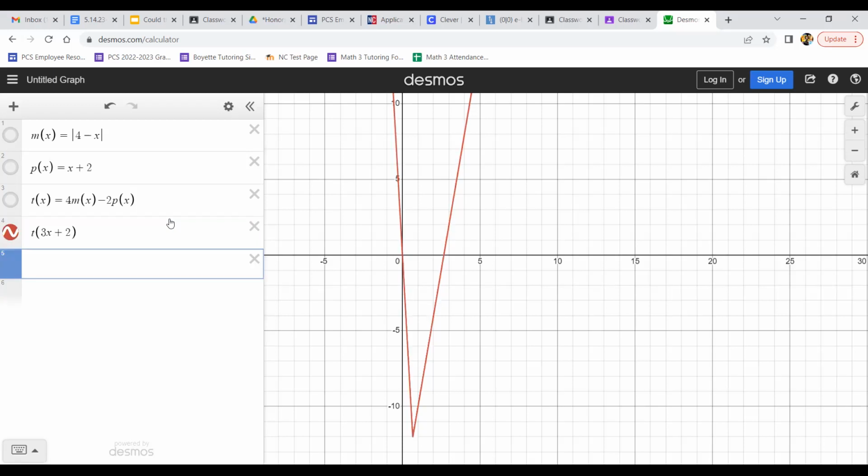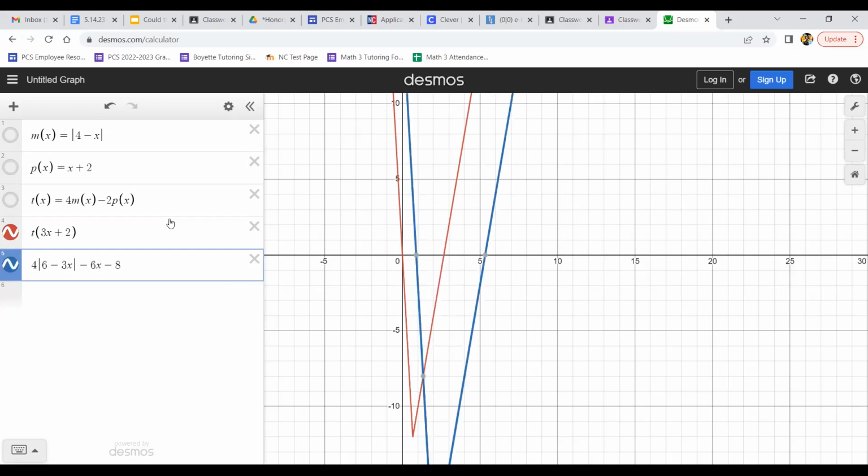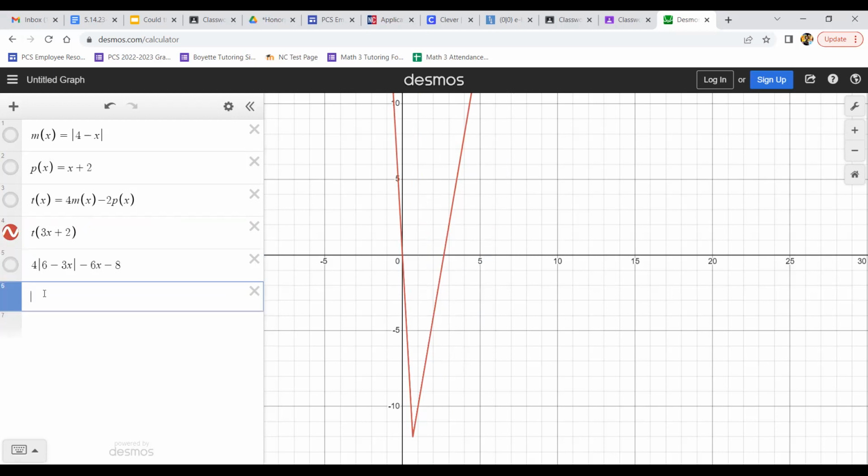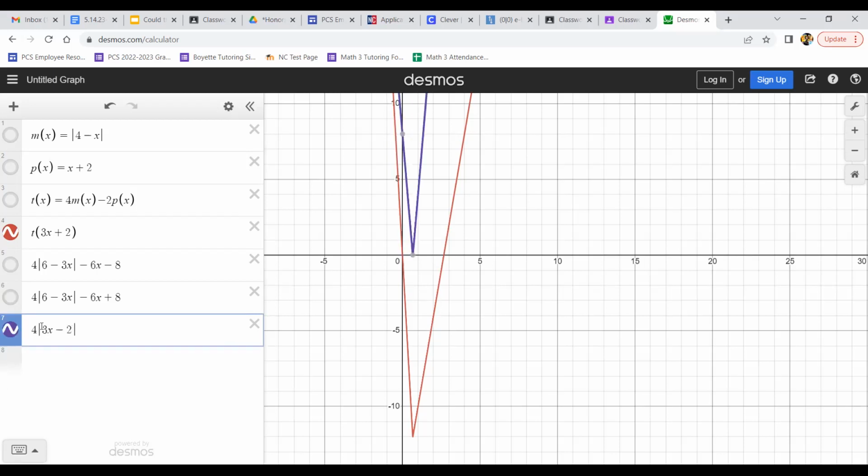Now we can go through and we can start graphing those answer choices and see which one is going to match up with this answer perfectly. So 4, absolute value, 6 minus 3x minus 6x minus 8, not the first one. Not the second one. Not the third one.